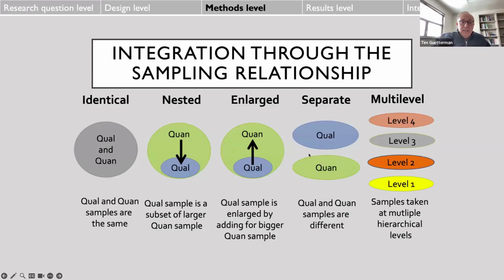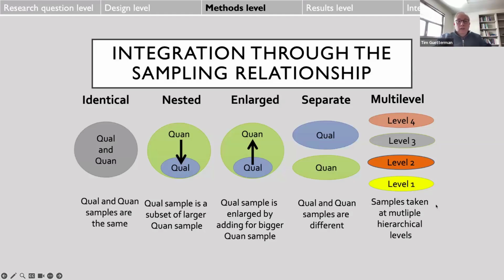You could have entirely separate samples. So often from the same population, but we're going to draw our quantitative and qualitative sample separately. So they're not related. One is not a subset of the other. And then finally, and even more arguably complex mixed method studies, you might have sampling at multiple levels.